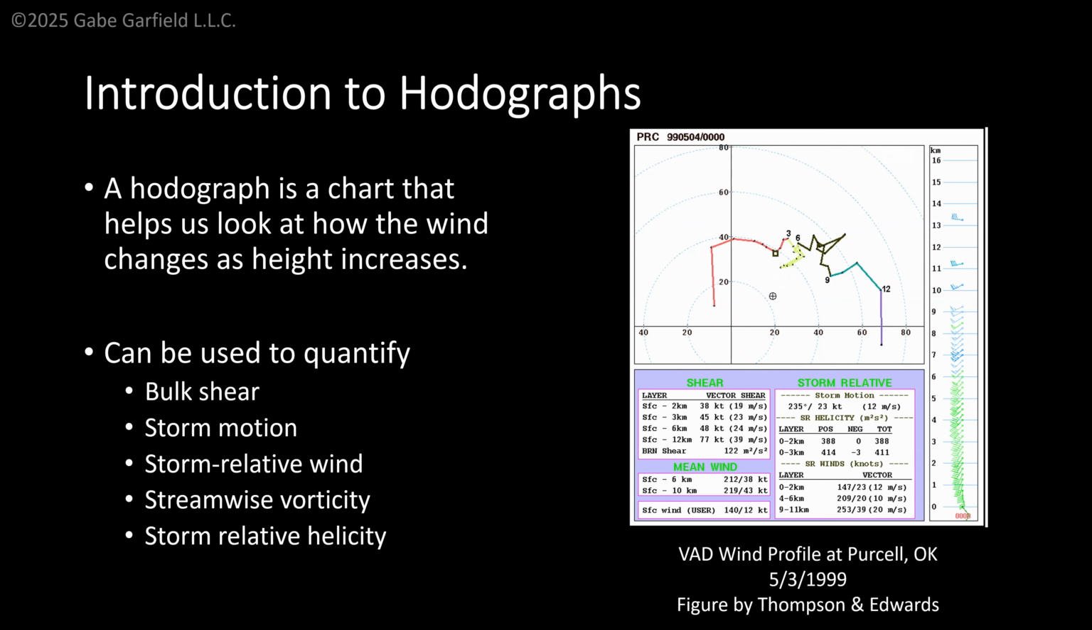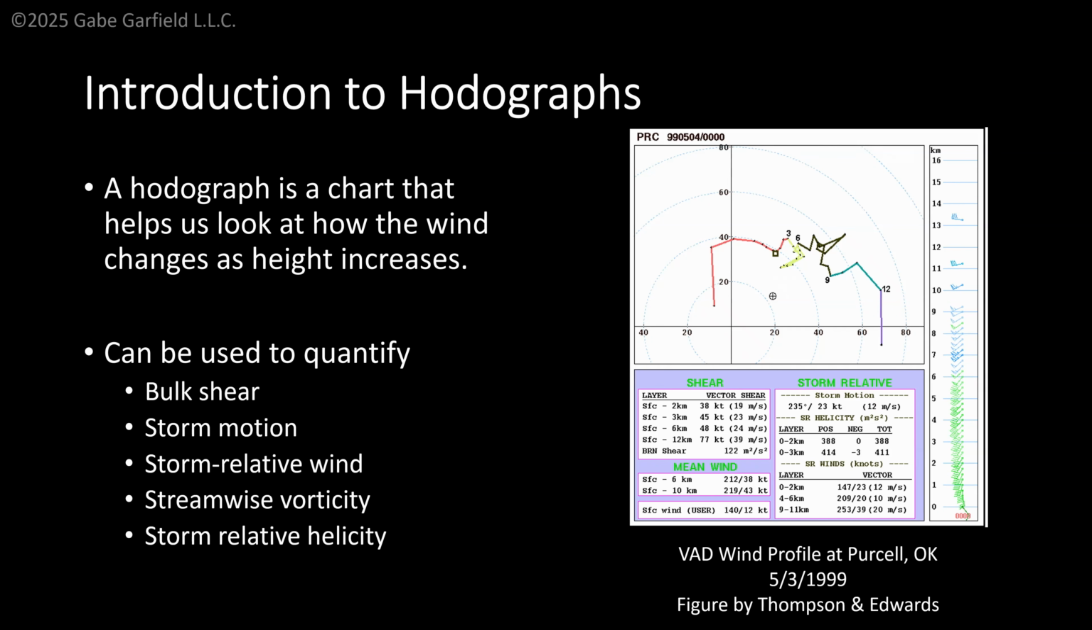So before we go too much further, we need to define what a hodograph actually is. It's a chart that helps us to look at how the wind changes as height increases. And it can be used to quantify several meteorological parameters, including bulk shear, storm motion, storm relative wind, streamwise vorticity, and storm relative velocity. So as you can see, it's a number of parameters. It's pretty powerful actually, and can tell you quite a bit about how the atmosphere looks right now and how it might evolve.